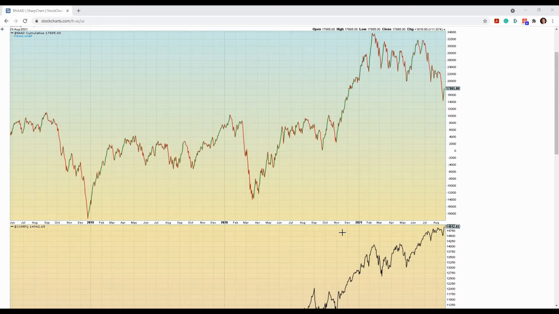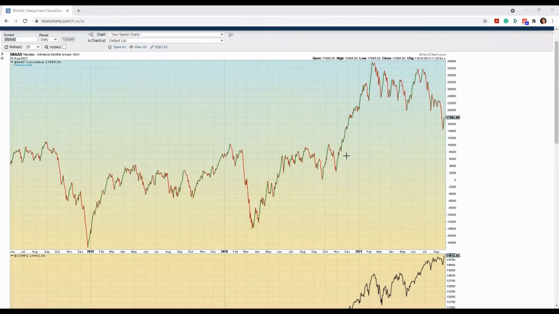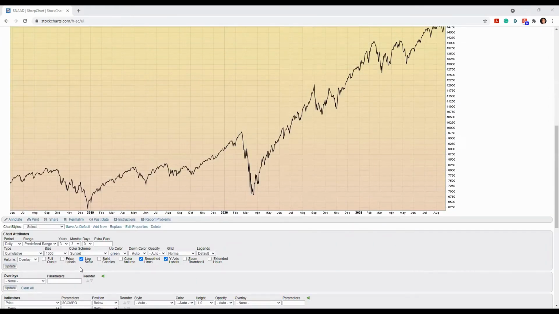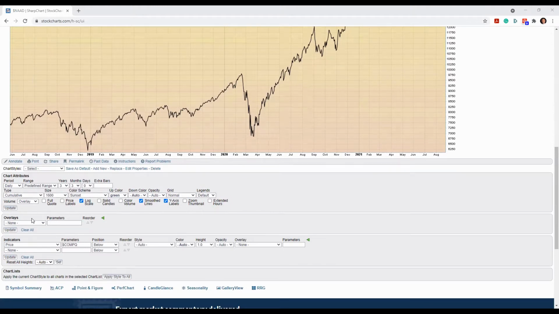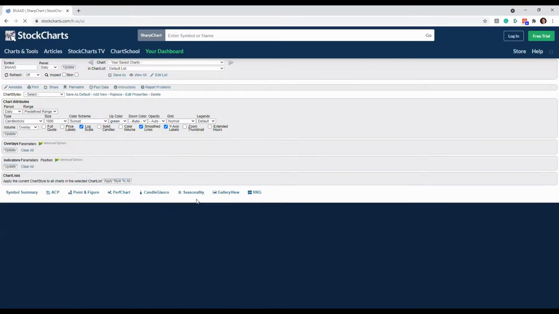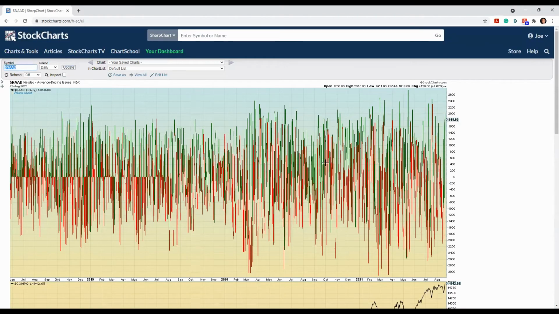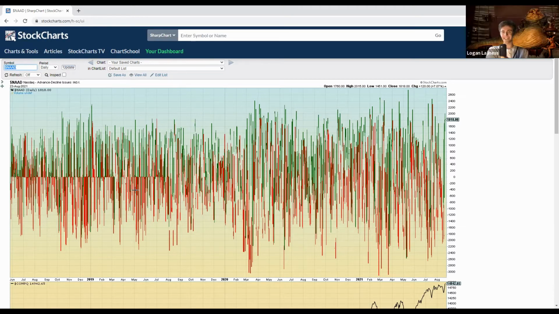So how you view that here is the NASDAQ advance decline issues. Essentially, this graph normally looks like this, and we're going to remove the cumulative and just call it candlesticks. Typically, when you look at advance decline issues, you see a bunch of this madness, right? Look at all that information. What do you do with that?